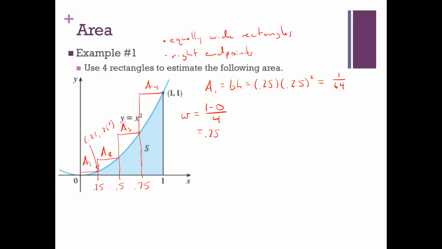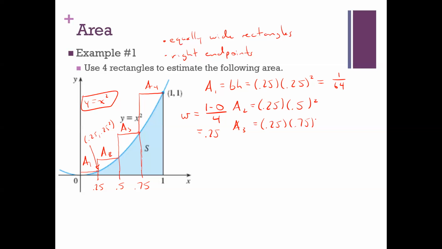So the function's y equals x squared, right? This is the function we're looking at. I'm trying to find the area. Okay, so y equals x squared, just a reminder. So we got the first area. Area 2 is going to be what? Times what? 0.5 squared. And the third one?